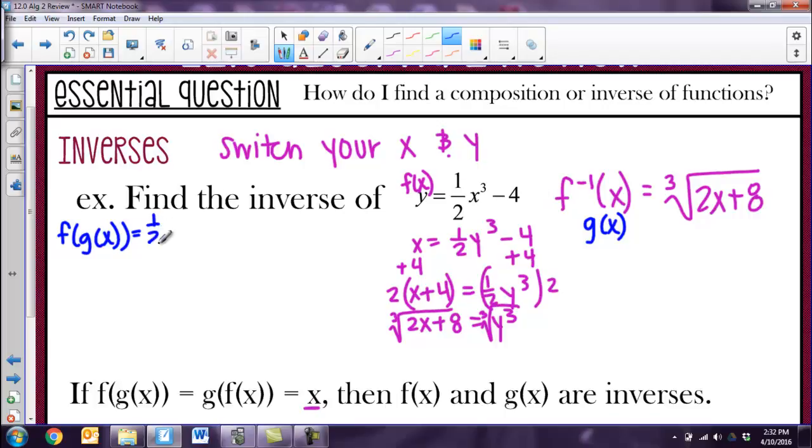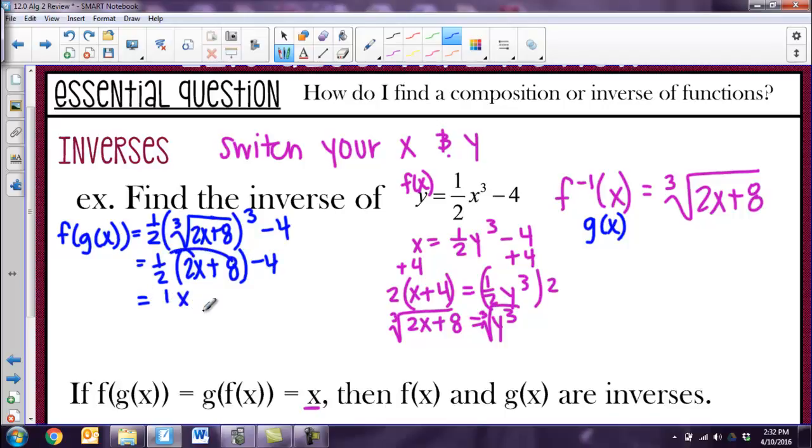So I'd have 1/2 times the cube root of 2x plus 8, all cubed, minus 4. And then I just simplify this out. I get 1/2. If I cube a cube root, it just gives me whatever was inside the radical. And then I simplify. So I get 1x plus 4 minus 4. The 4's cancel, and I get x. So that's a way that I can prove it.